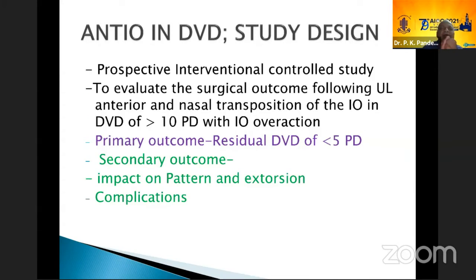Now, we did a study a couple of years back, a prospective interventional, controlled study, to evaluate the surgical outcomes following anterior nasal transposition of the inferior oblique in DVD of more than 10 prism diopters with IO overaction. The primary outcome measure was residual DVD of more than 5 prism diopters, and secondary outcome measures were impact on pattern and extorsion and complications. We took about 20 patients in this study.